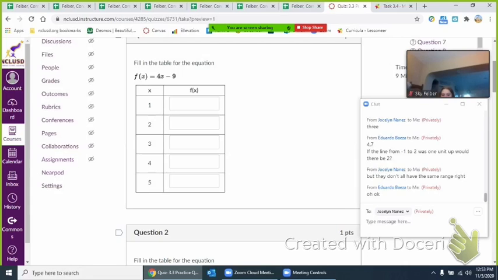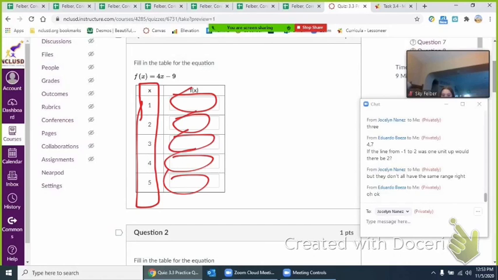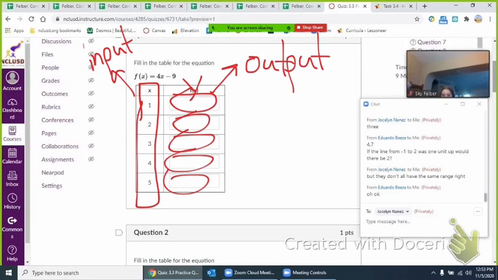They say fill in the table for the equation, and they give you a bunch of x's over here, and the f of x's are blank. Remember, f of x is like y. The first part of the table are the inputs. The second part are the outputs.